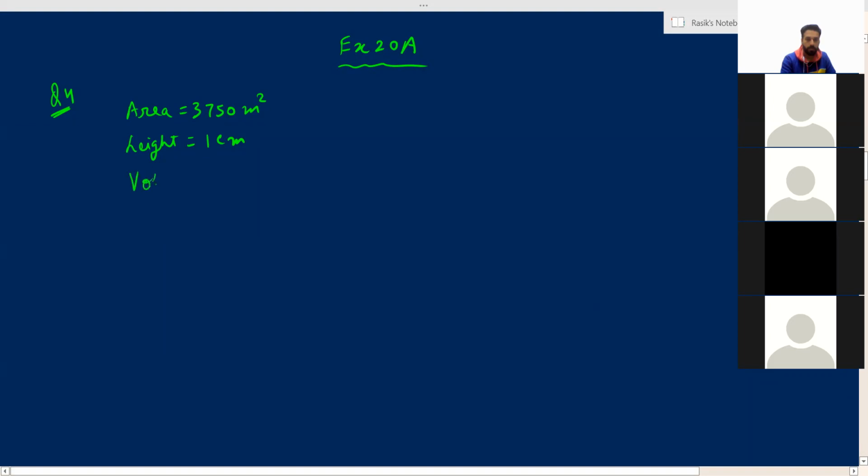So that means we will find the volume. The rate is rupees 6.40 per meter cube. Meter cube is the unit of volume, so you will first find the total volume of the courtyard. Volume is equal to area into height. I have always made you write down this formula of volume. But here in this case, the height is in centimeters. You will write it in meters, 0.01 meters, divide by 100. So now the volume will be 3750 into 0.01. Find the product. This is 37.5 meter cube. This is the total volume.